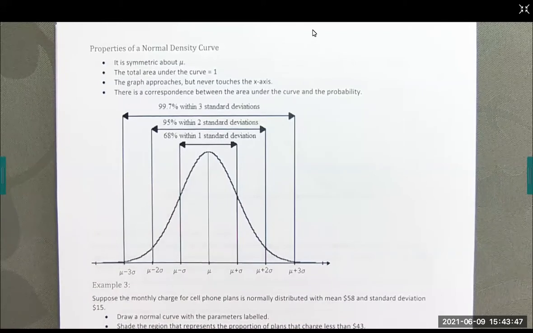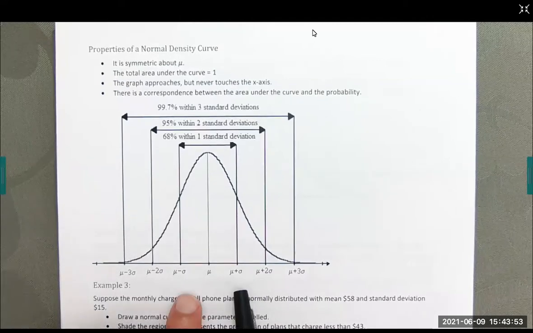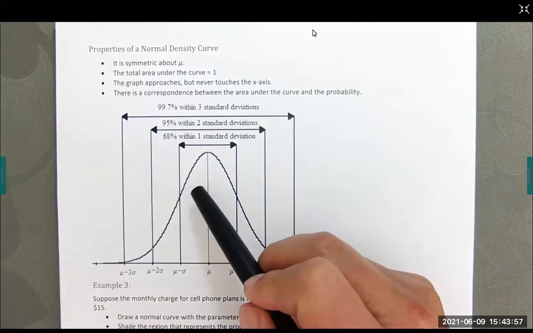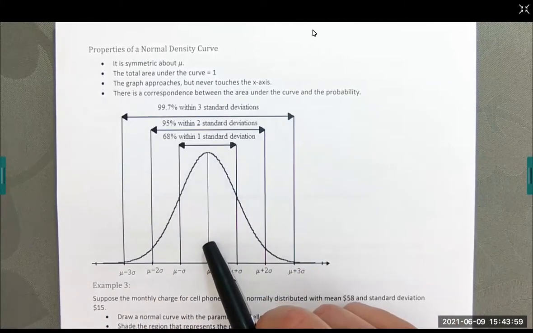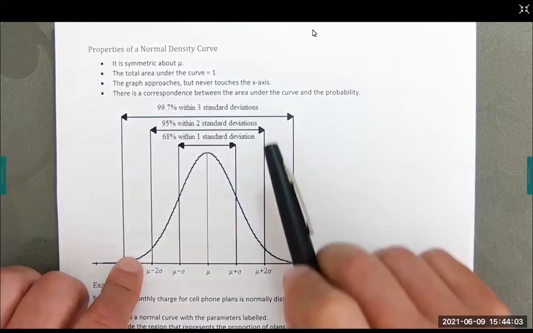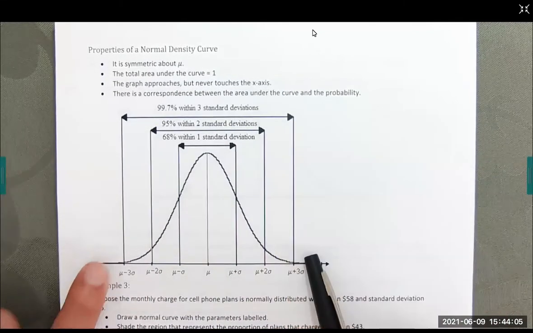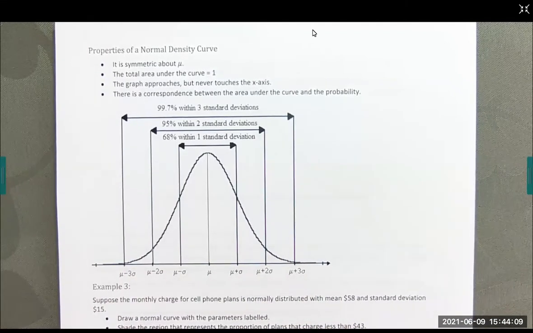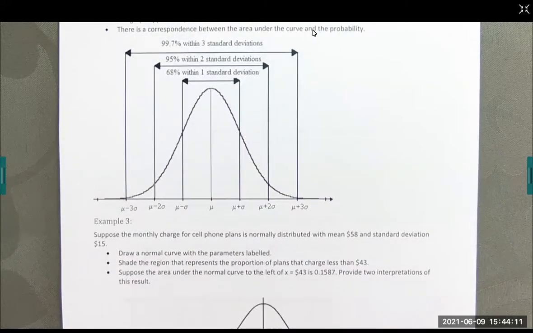There's a correspondence between the area under the curve and the probability. And we've seen this before. This is the empirical rule. One standard deviation out captures 68% of the area, and we'll learn where that 68% comes from today. Two standard deviations out, we're at 95%, and three standard deviations out, we are at 99.7%. All information we already know.